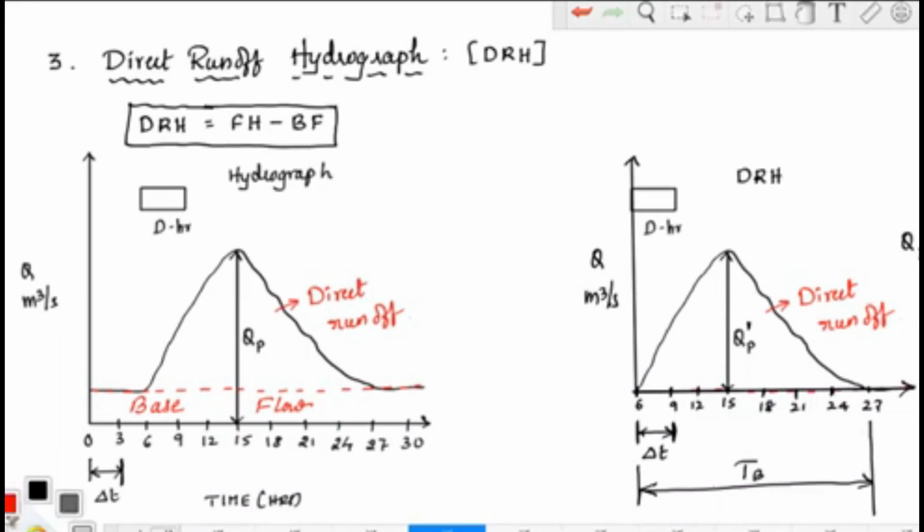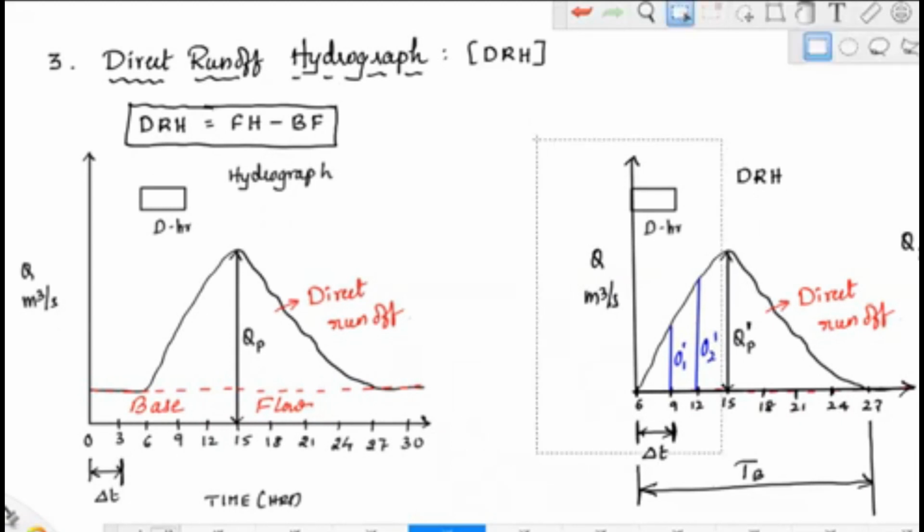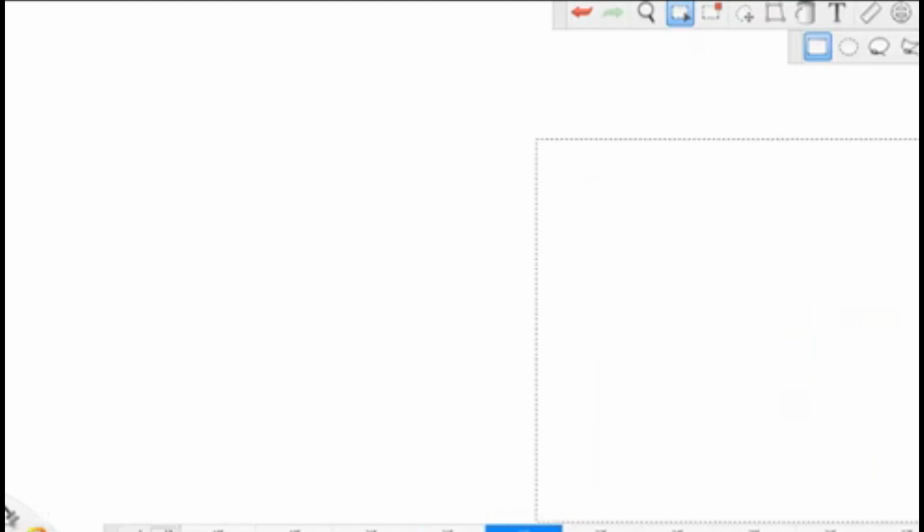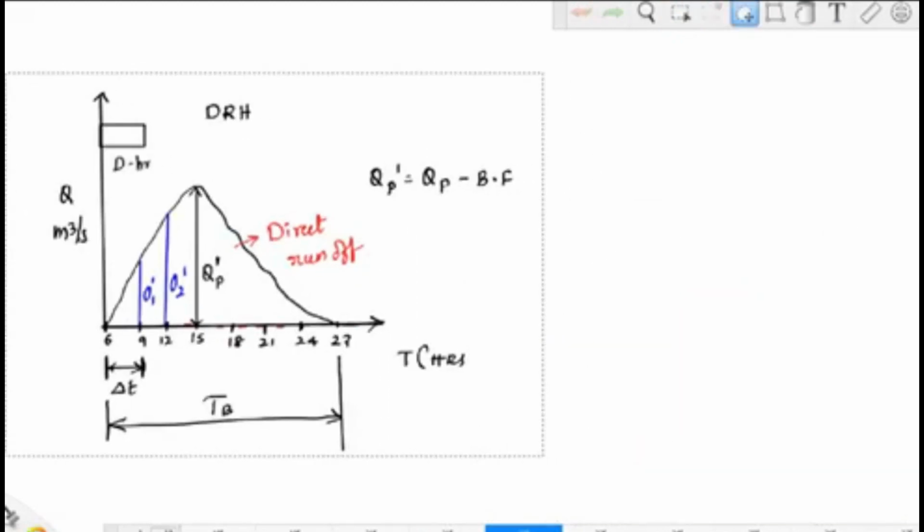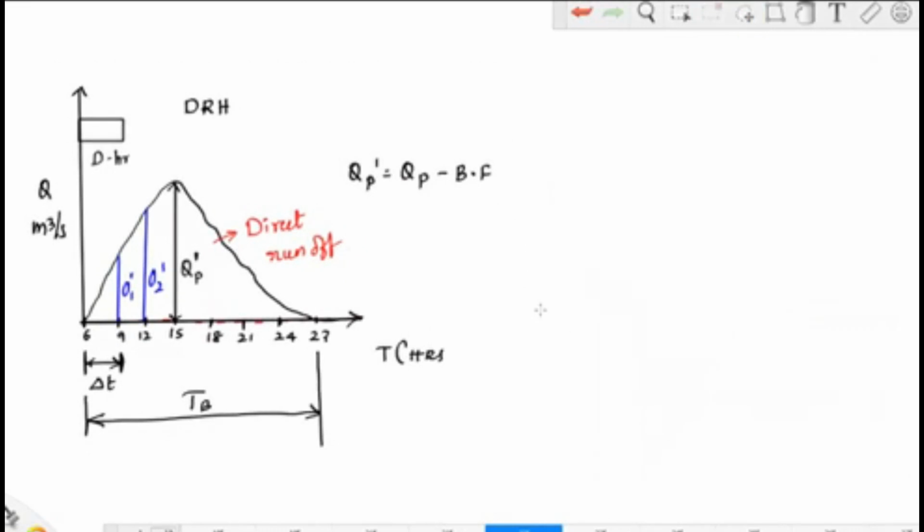Now we have solved some problems and written many points. I'll take one more ordinate. This has one more ordinate. We can call these O1 dash, O2 dash, similarly further ones. Next points. So this is your DRH.